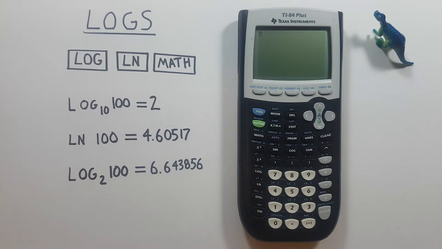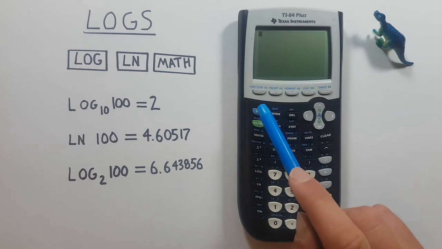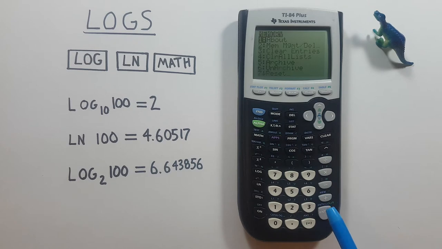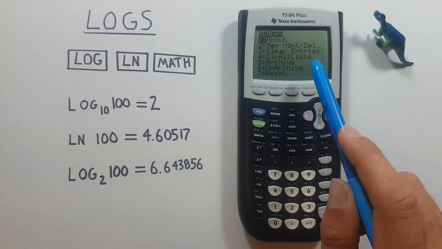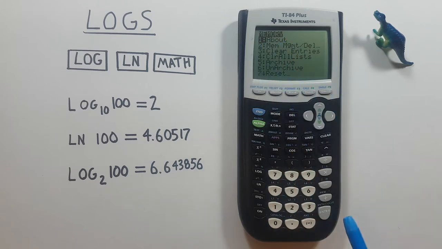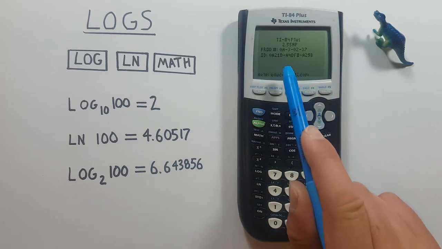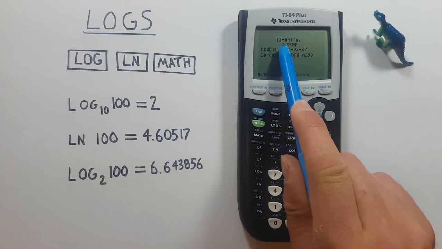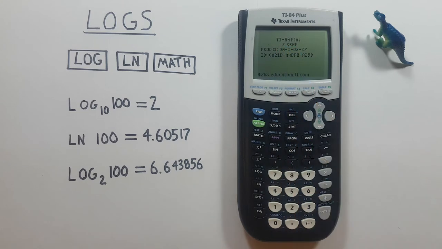Now the first thing we're going to want to do is check the software we're using. If you're using an older software, you might not see the same options I have. You can do this by pressing the second function key and then the plus key. That'll bring us to this menu here, and we want the about option. So we can either press one or enter here. And you can see I'm using the 2.55 version of the software. So if you're using that one or later, you should be all good. If you're using an older one, you might see different options.